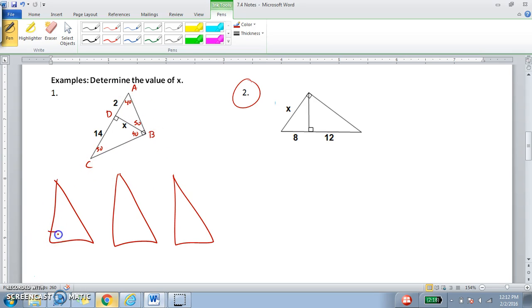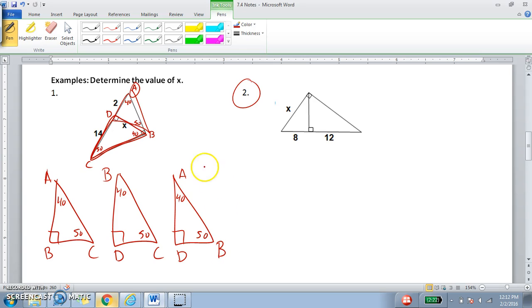So ABC is the original big triangle. So let's say the 90 is here, the 40 is here for all of them, and the 50 is here. Okay, so big triangle: 90 is B, 40 is A, 50 is C. We'll go to this triangle next. So 90 is D, 40 is B, and 50 is C. Other small triangle, the 90 is D, the 40 is A, the 50 is B.